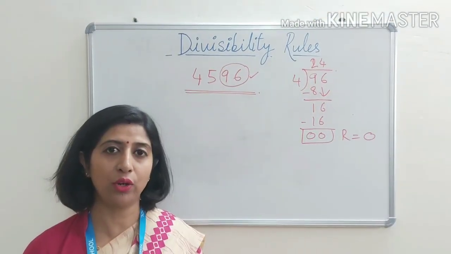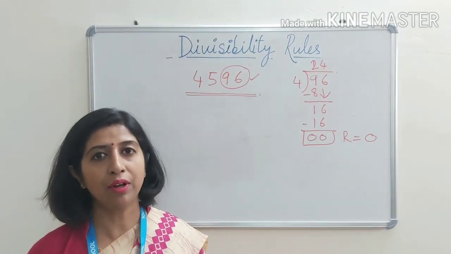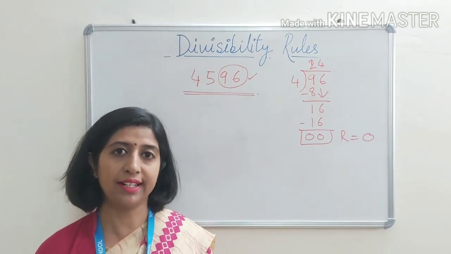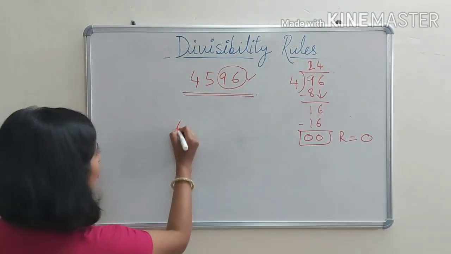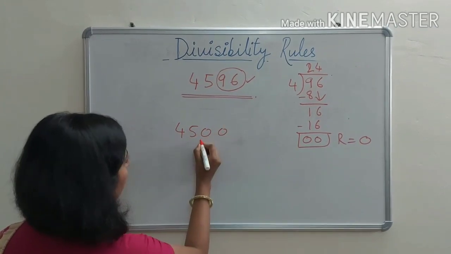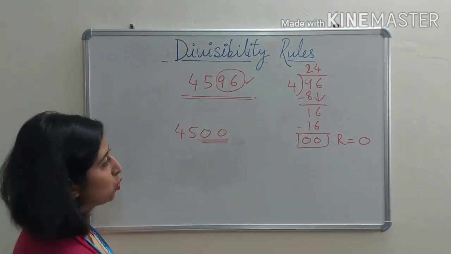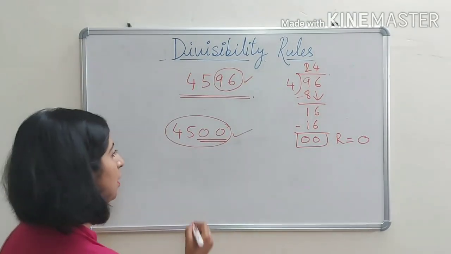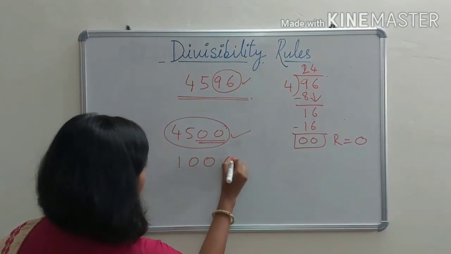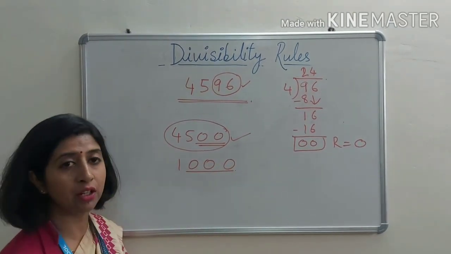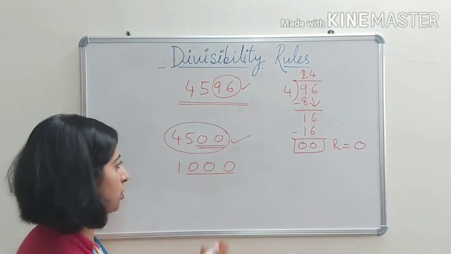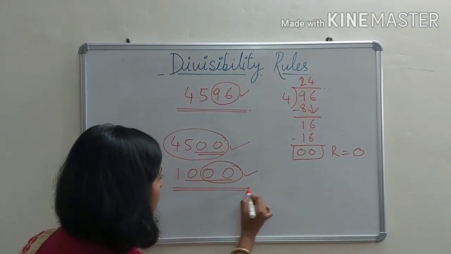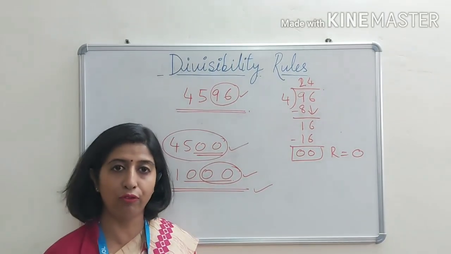One more thing to be noted here is that if a number ends with 00, then the number is also divisible by 4. Let's see some examples. 4500. Here we have 2 zeros at the end, so this number is also divisible by 4. One more example, 1000. Here we have 3 zeros, but we need only 2 zeros, which is here, so this 1000 is also divisible by 4.